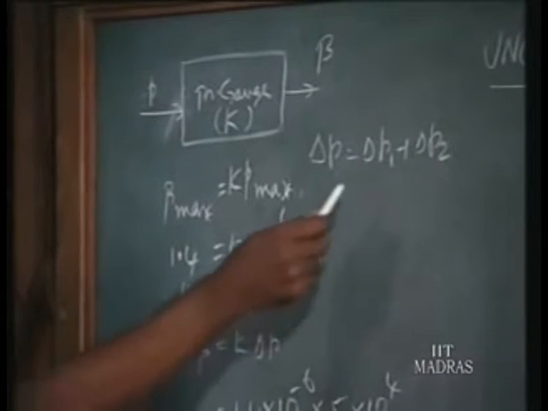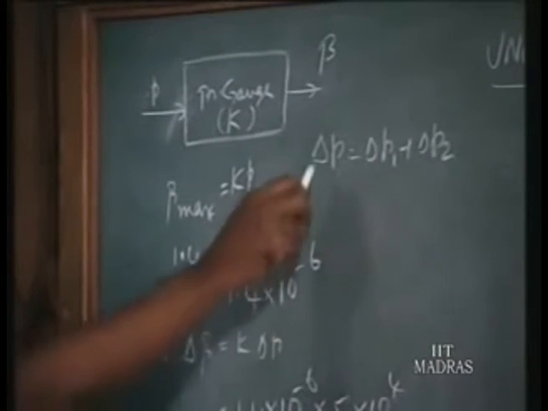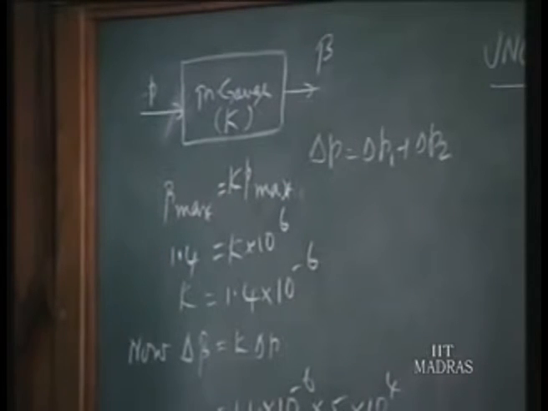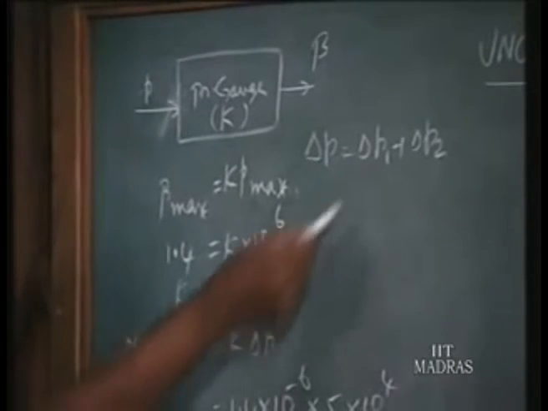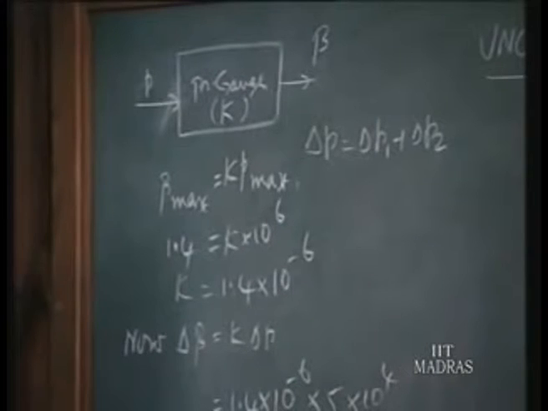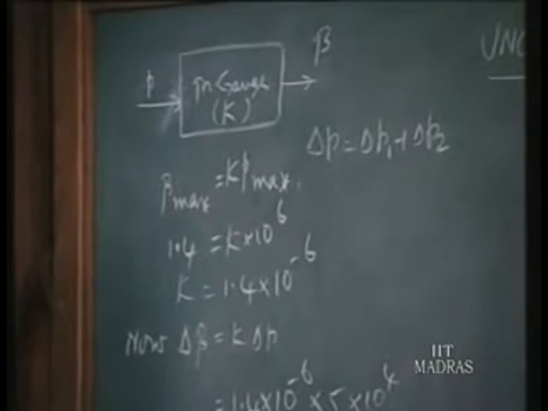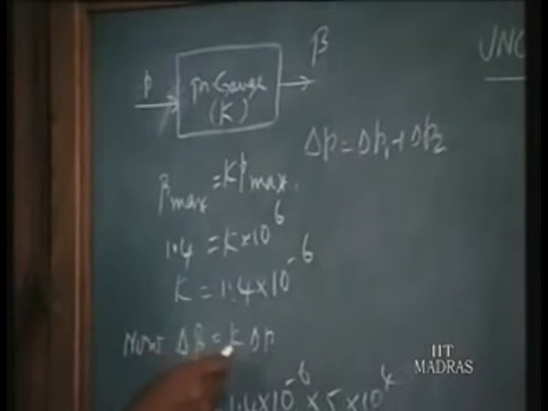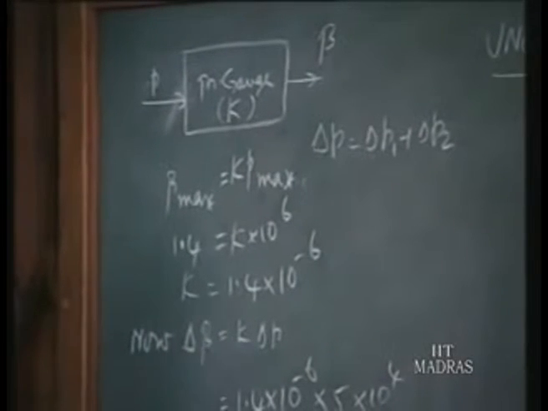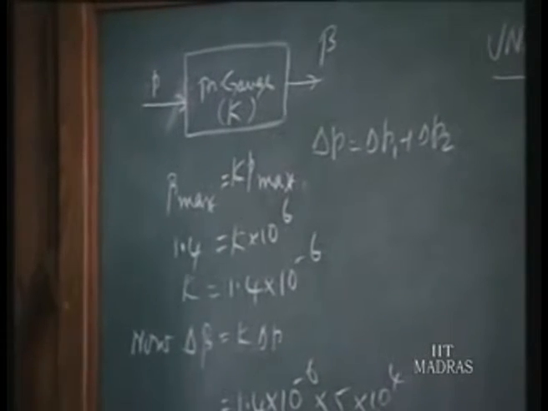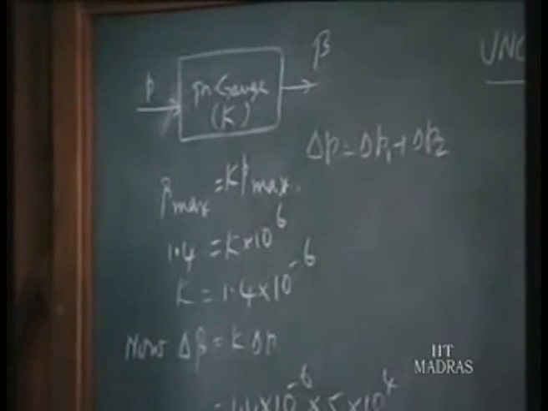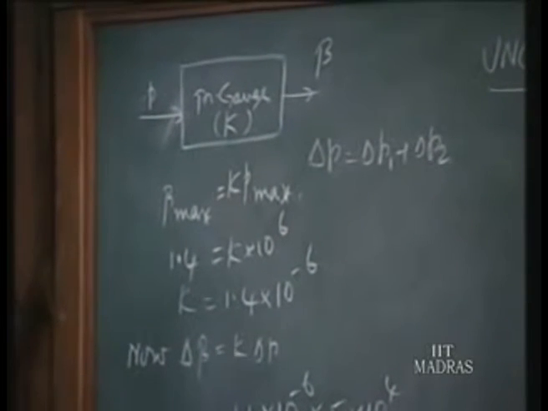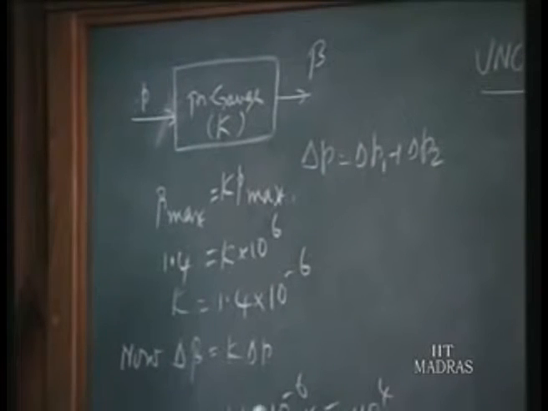Now to find the delta beta corresponding to delta p. Delta p is this much, which we derived yesterday, that is 5 into 10 to the power 4 Pascal, or 0.5 bar. Substituting for k, the corresponding delta beta comes to 0.07 radian. That is the angular rotation for an error of 5 into 10 to the power 4 Pascal.